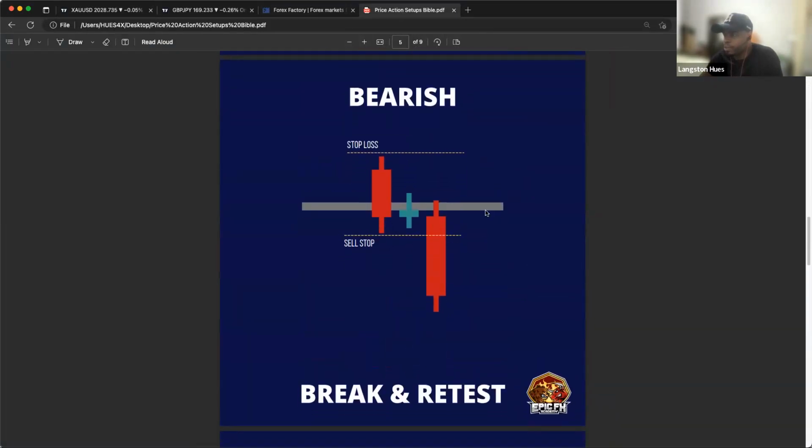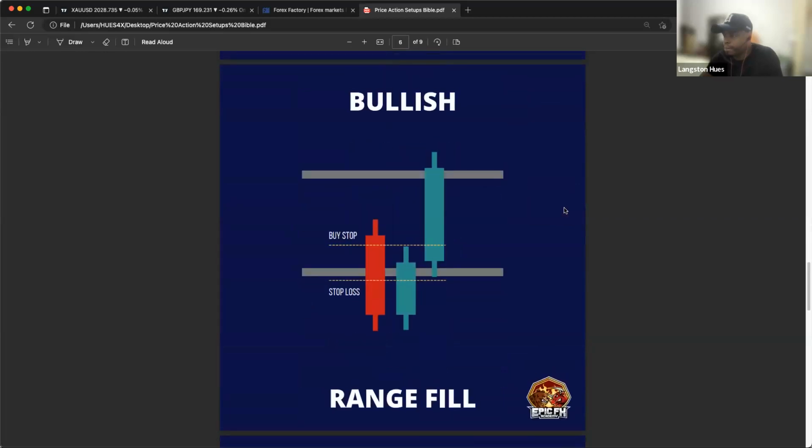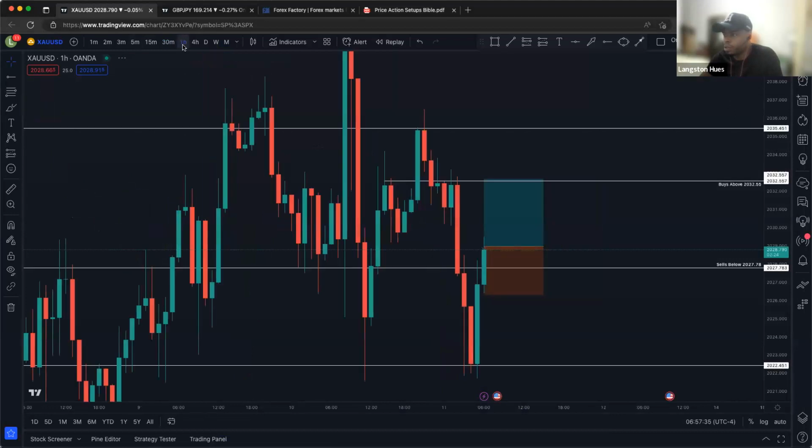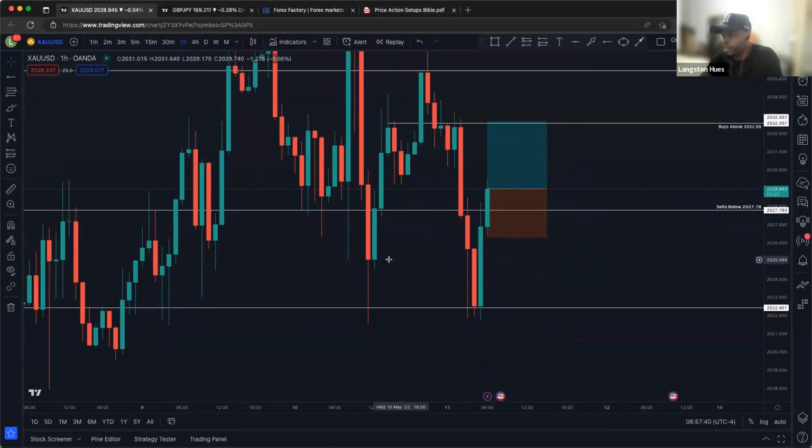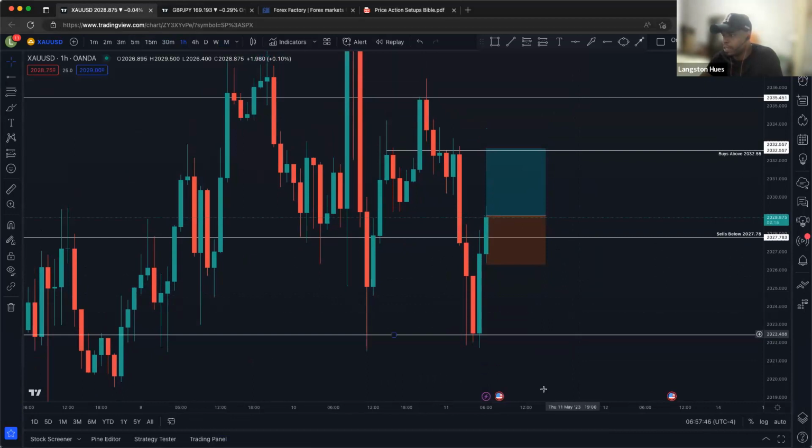You get the bearish break and retest, and the bullish range fill. It's pretty much a support formed. It can be inside of the range or outside of the range. Quite often we see it outside of the range, like on a 1 hour, I think it was with gold, right? So if you had a range here, this occurred outside of the range, and that's the setup we're looking at right now on the hourly for gold.